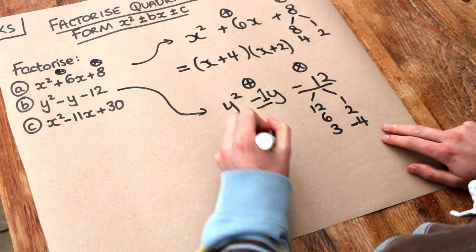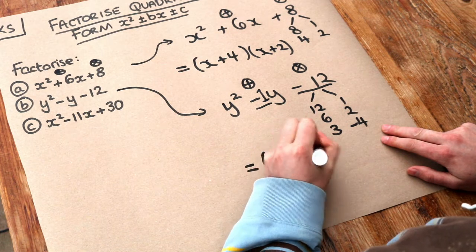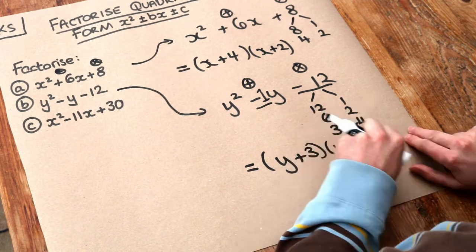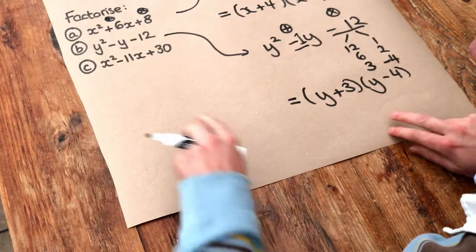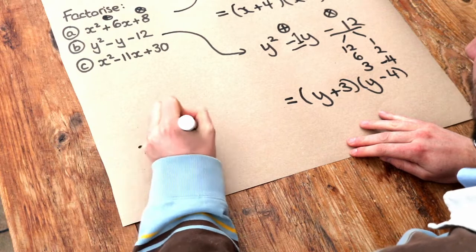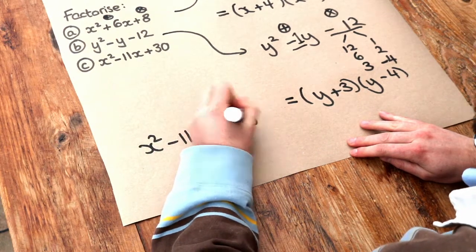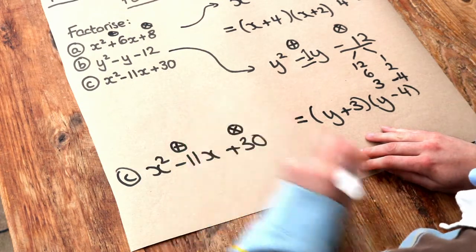So those are therefore your two brackets. You've got y plus 3 and y minus 4. This is in terms of y this time rather than x, so we've got the y's here rather than x. And then finally we've got this one, x squared minus 11x plus 30. We need two numbers which add to give minus 11 and multiply to give 30.